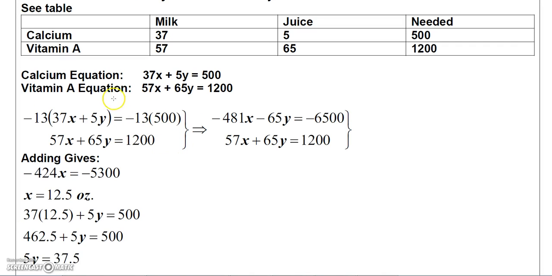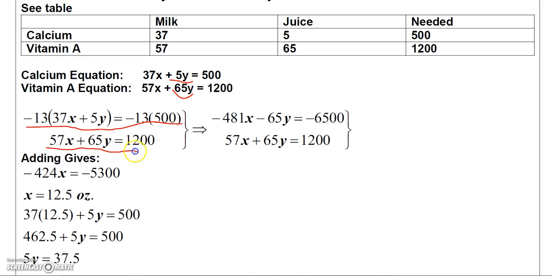So now, to solve this, all I have to do is figure out a way to eliminate the x's or the y's. Well, the 37x and 57x, that's kind of hard to do. It's kind of hard to figure out what would make those eliminate. But the 5y and the 65y, I can figure out a way to make those eliminate, because I know if I multiply 5y by negative 13, that would make it equal negative 65. So I'm going to multiply everything in this first equation by negative 13, and I'm just going to leave the second equation as is.